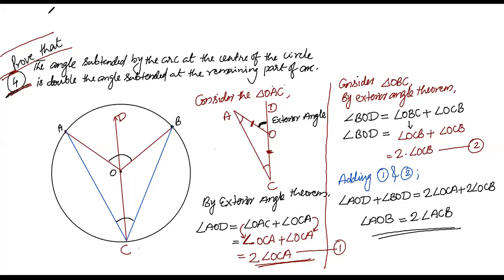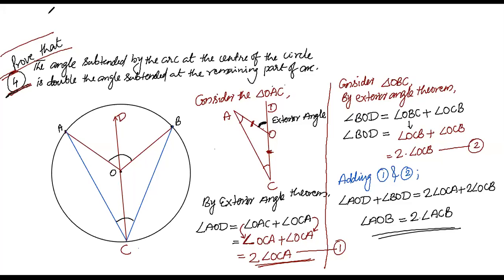In a very similar way, consider the next triangle OBC. Again applying the exterior angle theorem, the exterior angle BOD is equal to the opposite interior angles OBC plus angle OCB. Once again, OB and OC are radii of the circle. Therefore, angle BOD is equal to angle OCB plus angle OCB, which is 2 times angle OCB. We represent these as equation 1 and equation 2.